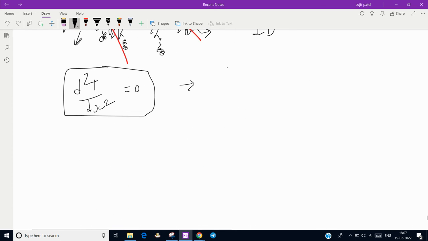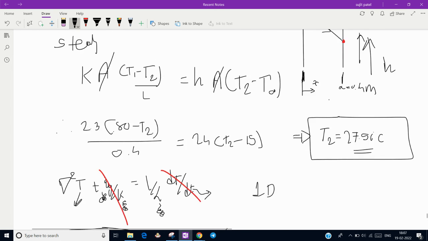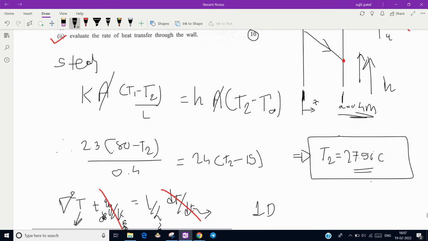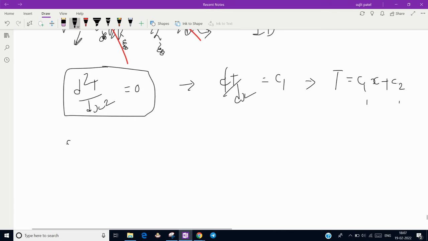So d square T by dx square is equal to 0. Integrate it, you will get dT by dx is equal to C1. Again integrate it, you will find T is equal to C1 x plus C2. Now we have two constants, C1 and C2, but we have two boundary conditions. At x equal to 0, that means on the left side wall, temperature is 80 degrees Celsius. So put this in equation 1, you will get C2 is equal to 80.